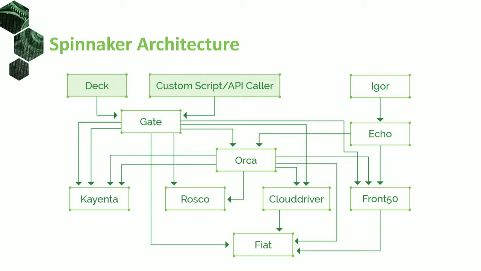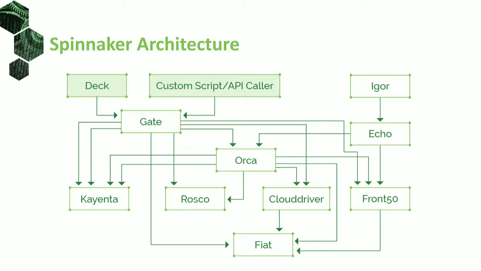Then we have Orca. Orca is an orchestration engine, and it handles all ad hoc operations and pipelines. Then Orca communicates with Clouddriver, and Clouddriver is the microservice which integrates with cloud providers, and it's responsible for indexing and caching all deployed resources. Then we have Front50, and Front50 is used to persist metadata of your applications, pipelines, projects, and notifications, so basically it's a storage one.